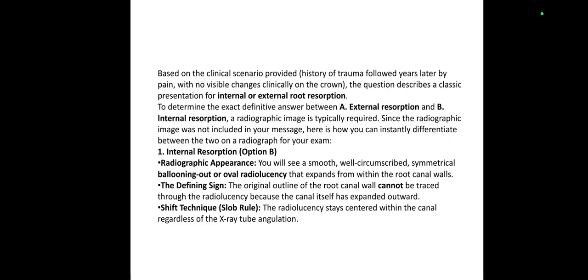Now, if you see internal resorption, the radiographic appearance shows a smooth, well circumscribed, symmetrical ballooning radiolucency. The defining sign: the original outline of the root canal wall cannot be traced through the radiolucency because the canal walls themselves have ballooned outward. So you use the SLOB rule. The radiolucency stays centered within the canal regardless of the X-ray tube angulation.